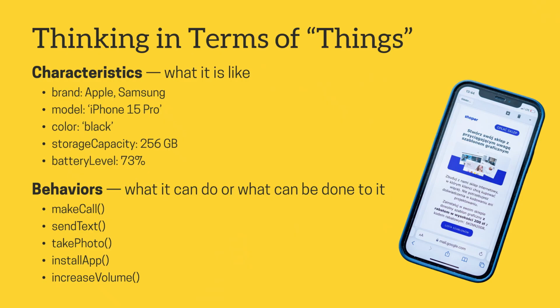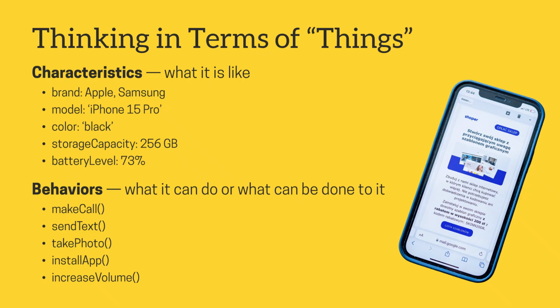Okay, so let's start simple. Okay, look around you for a second. Think about your phone, your car or bus if you ride a bus, your favorite coffee mug, even yourself. All of these are things, or in programming language, you can think of them as objects. Now, each of these things has a characteristic, what it is, what it is like, okay? And then it has a behavior, what it can do or what can be done to it.